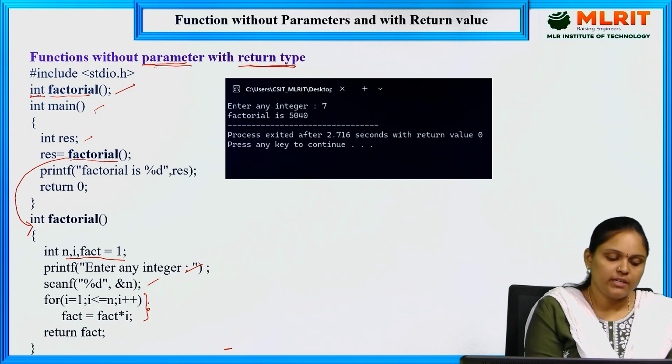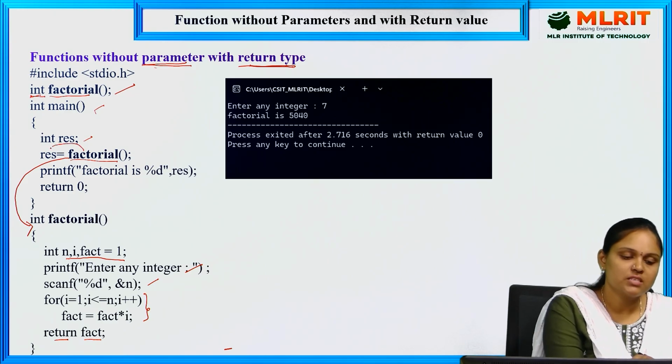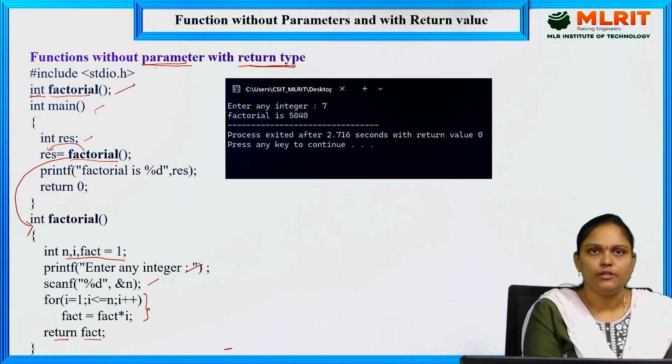After getting the factorial, by using the return keyword, whatever value we have in fact will be returned back to the main function. So that factorial value will be assigned to the result value.